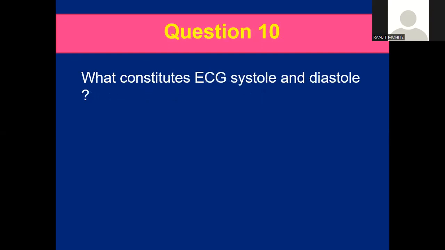What constitutes ECG systole and diastole? Systole starts from the start of the Q wave till the end of the T wave, and diastole starts from the T wave till the Q wave. Or the peak of the R wave, whichever you want to consider. Okay, fine.